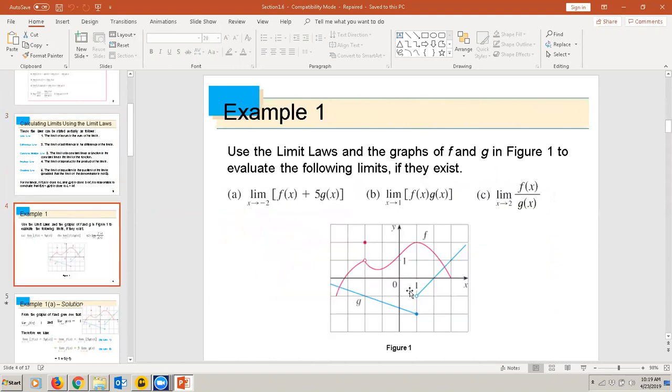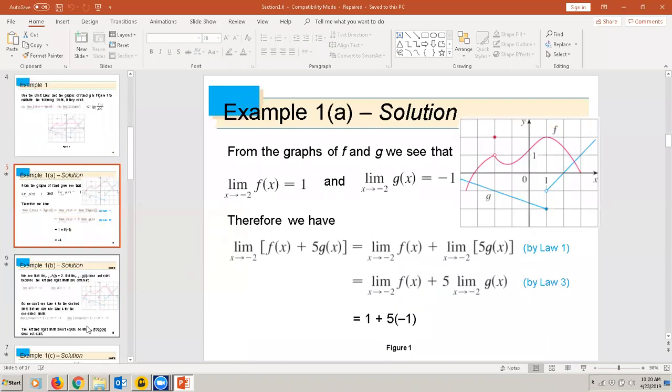So they're giving me this graph. They're going to ask me here to find these limits that involve both f of x and g of x. All right, let me look at the first one. It says the limit as x approaches negative 2 of f of x plus 5g of x. Well, the property I just mentioned allows you to take the limit separately of f of x, then take the limit separately of g of x. For that limit of g of x, I'll multiply it by 5 and then add the limit for f of x together, and that will be my final result. So let's do it on the next slide.